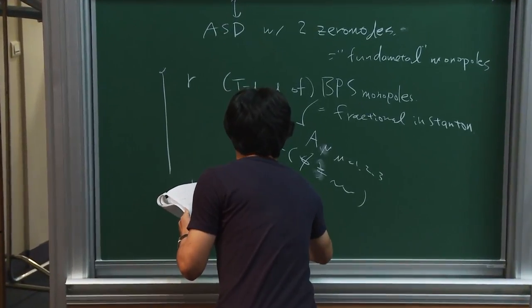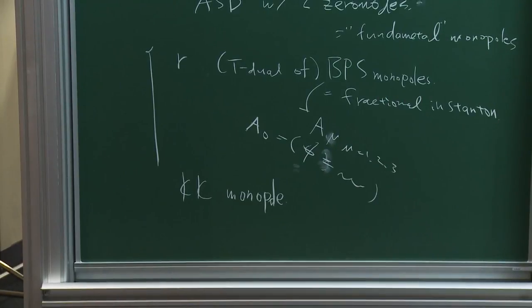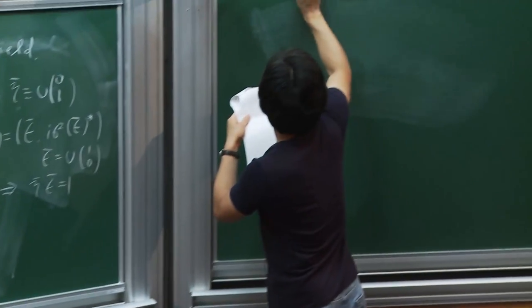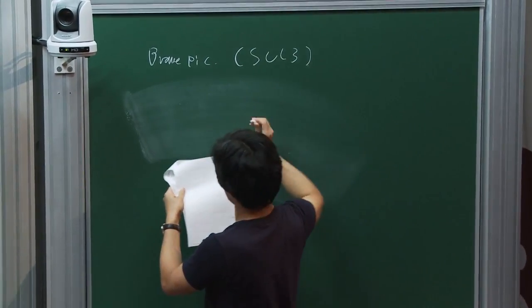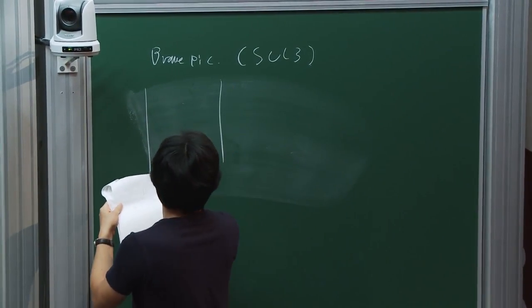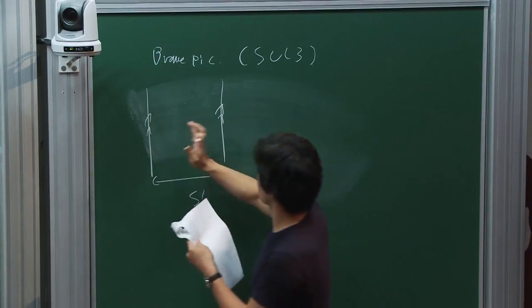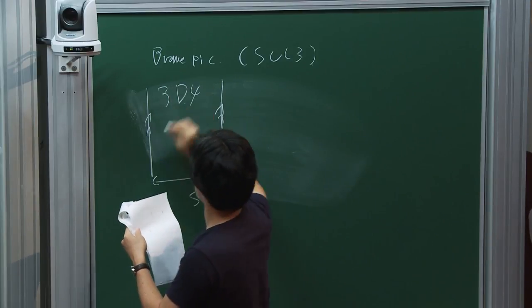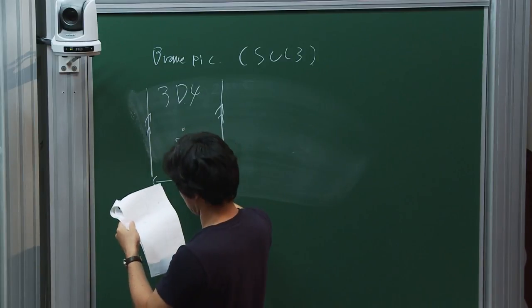The Kaluza-Klein monopole, found by Lee and Yi. So actually T-dual means there's a brane picture. Maybe this is for the SU(3) case, and this is identified as S1, and there are, for example, three D4 branes wrapping this one. Then the instanton is a D0.